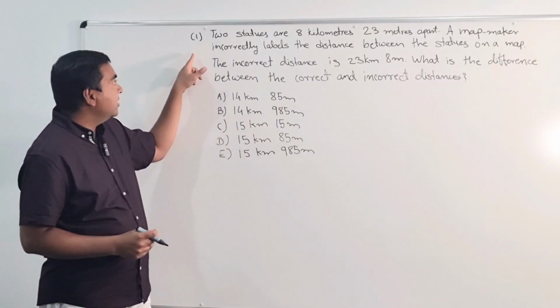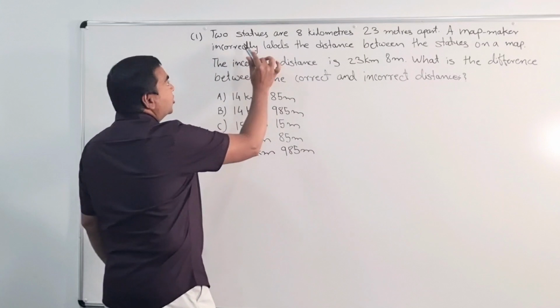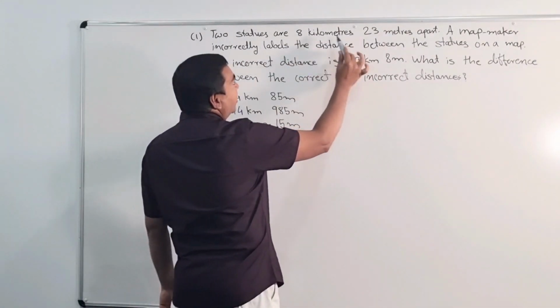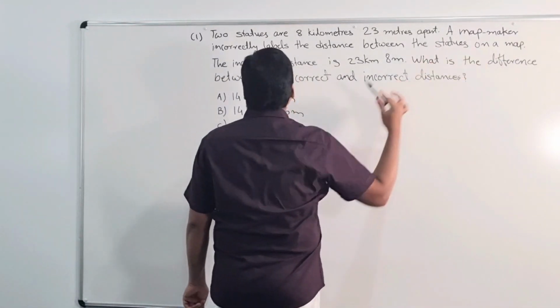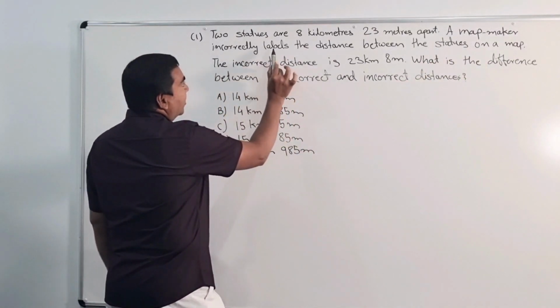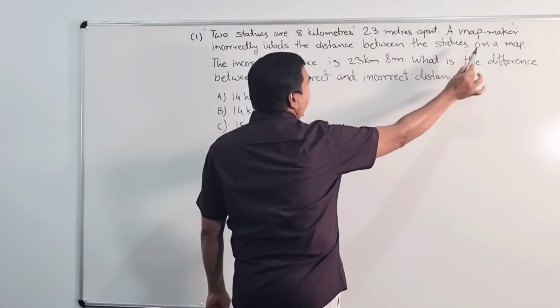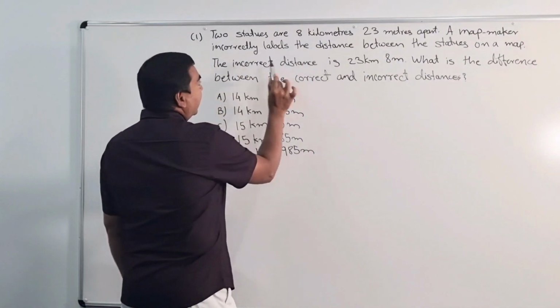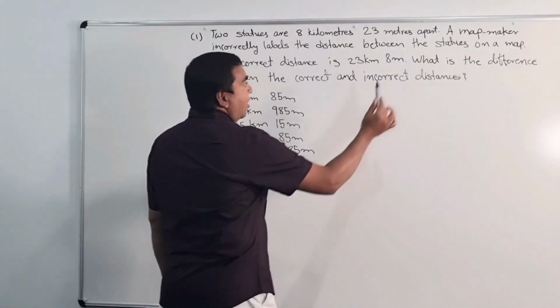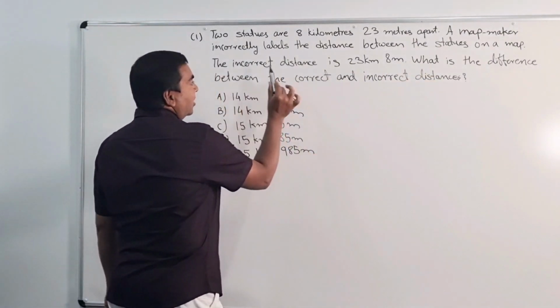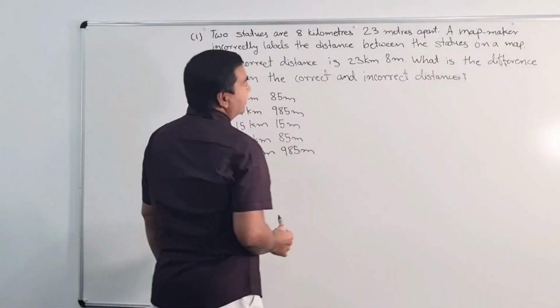So question number 1 is, two statues are 8 kilometers 23 meters apart. A map maker incorrectly labels the distance between the statues on a map. The incorrect distance is 23 kilometers and 8 meters. What is the difference between the correct and incorrect distances?